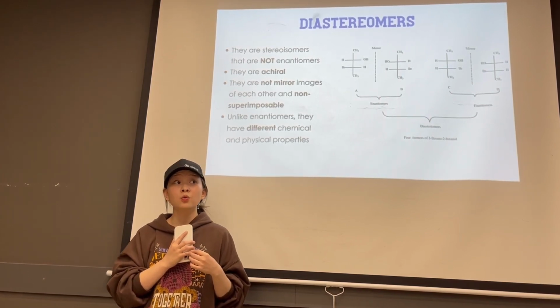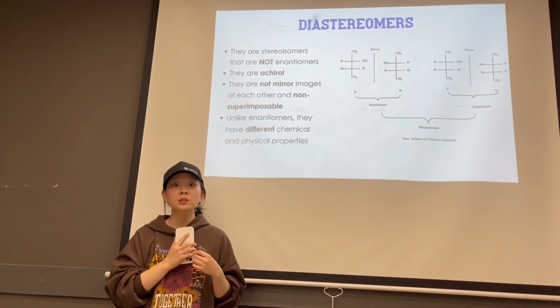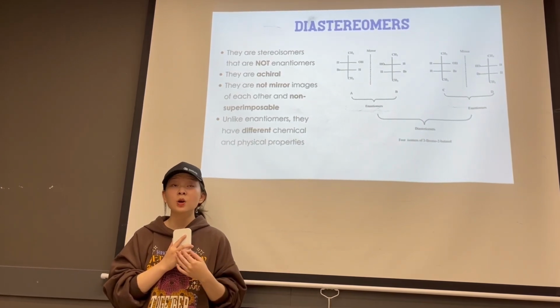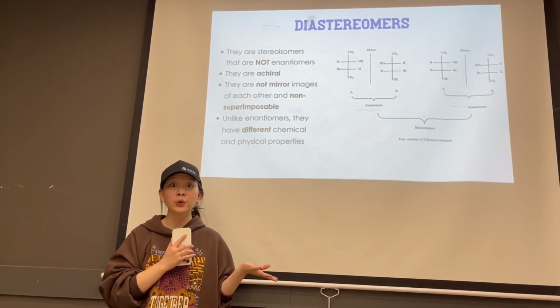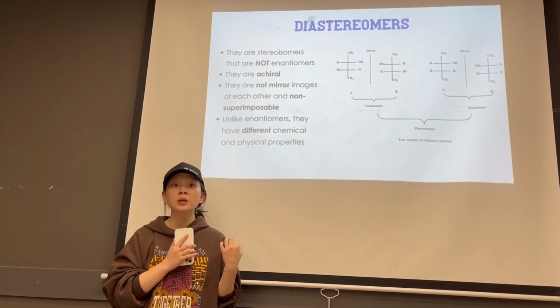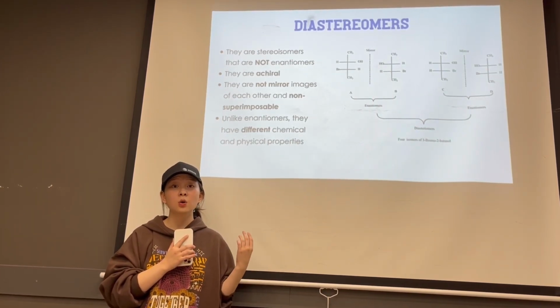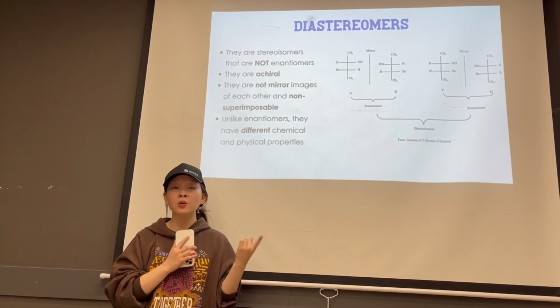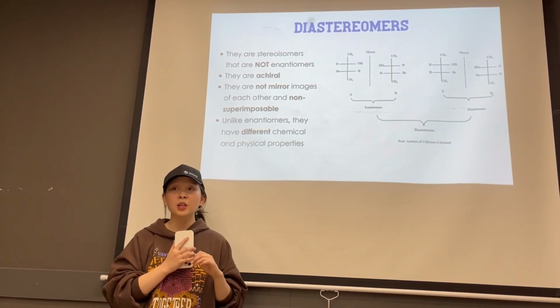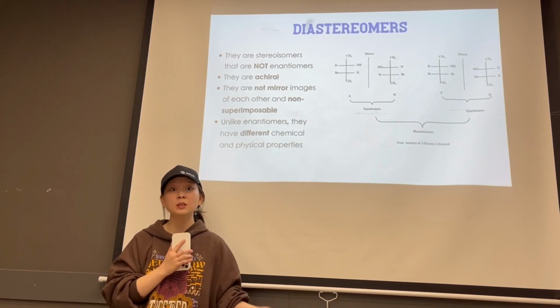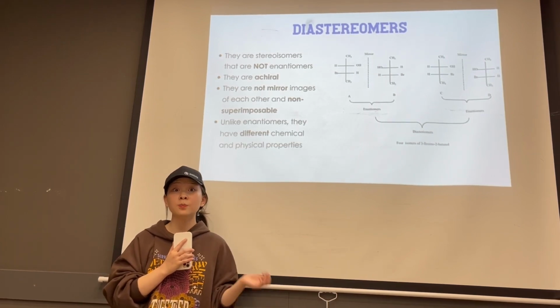And moreover, diastereomers can be achiral, or they can have multiple chiral centers. For instance, D-glucose and D-galactose are diastereomers of each other, and they differ only in one chiral center, but can have completely different biological properties and reactivities.